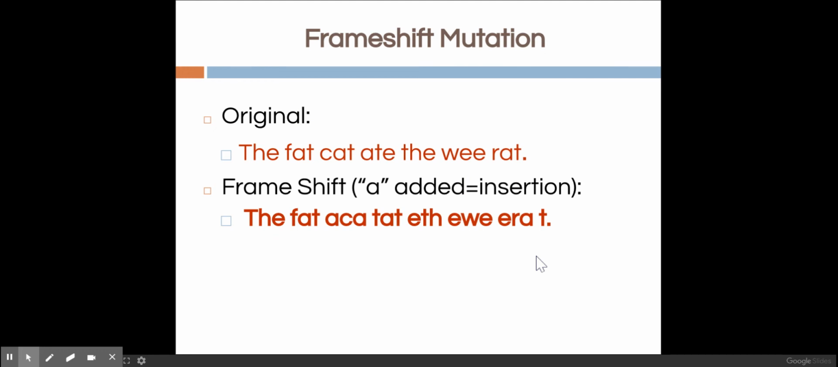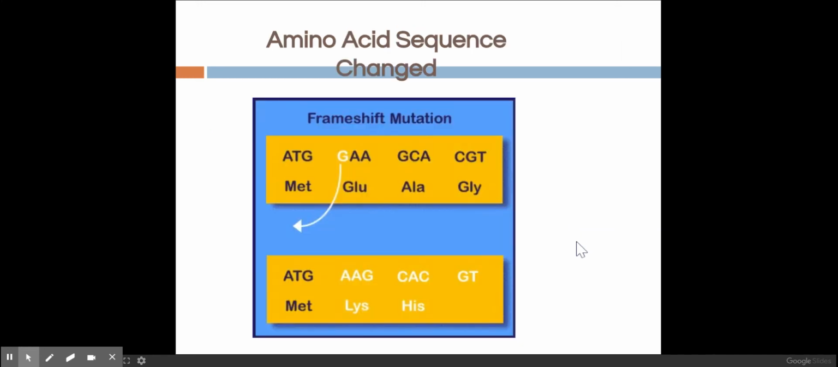So let's look at it in just a normal sentence. So the fat cat ate the wee rat. Now if we add an A, we get the fat aka tat eth u era t. So by adding just one letter, we've shifted, and every word after that is impacted. Same if you subtract one.